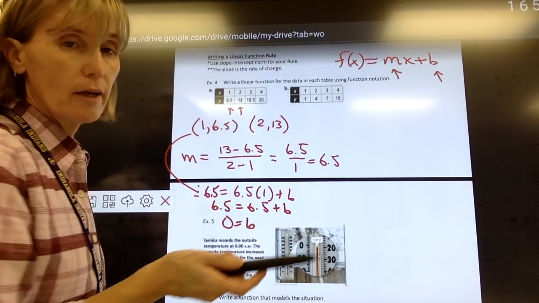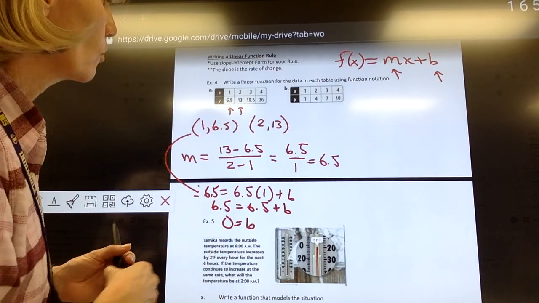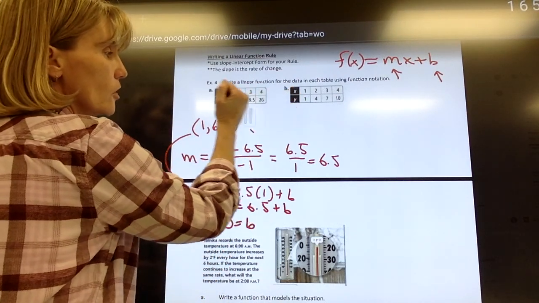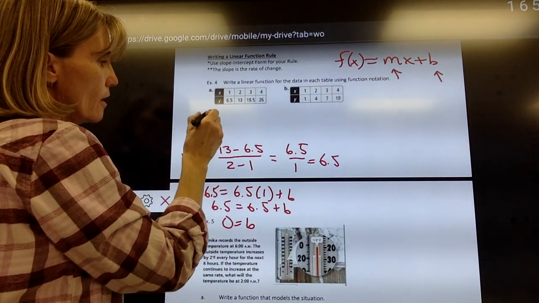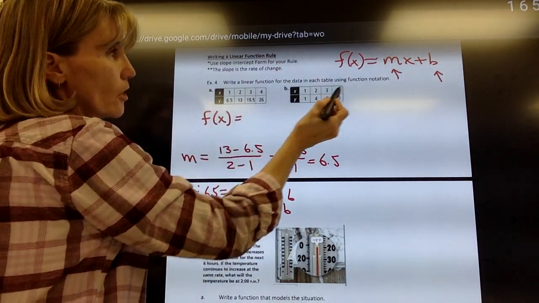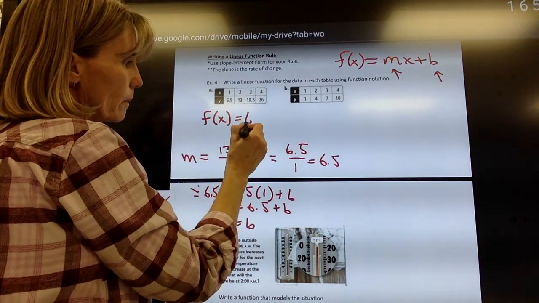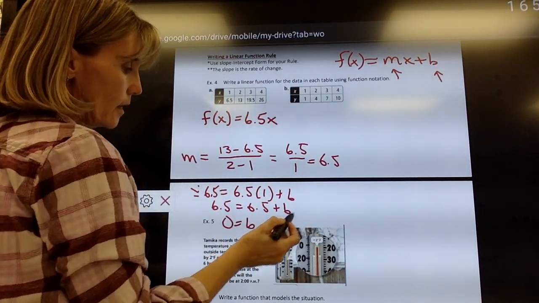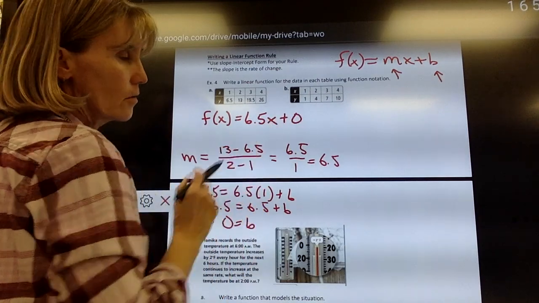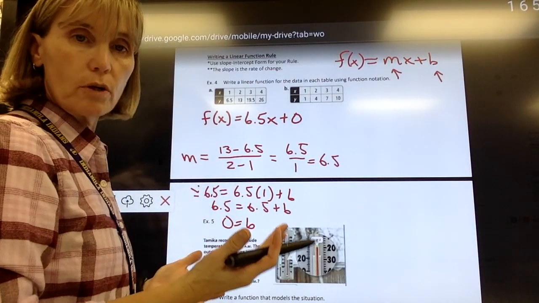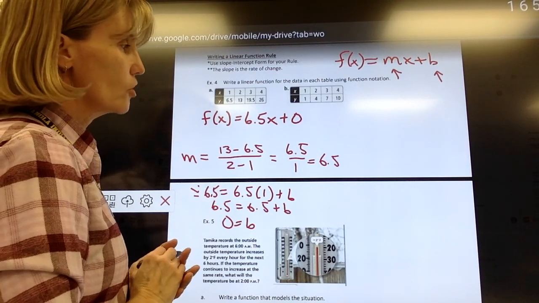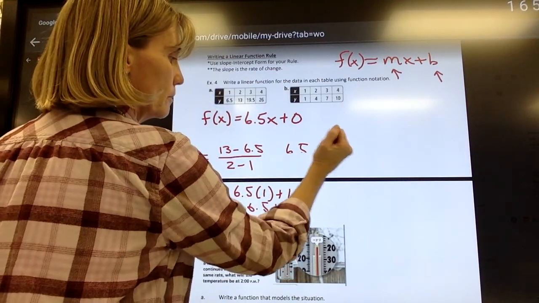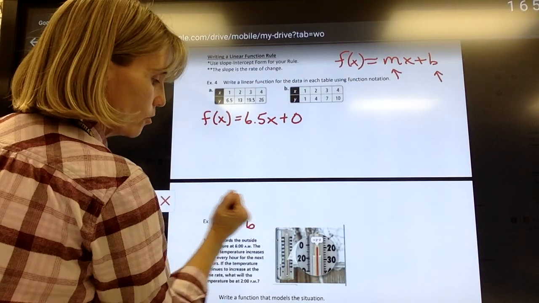So my function, and the only difference from chapter 2, is you want to write your answer in function notation. So rather than saying y equals, you're going to say f of x equals, you're going to plug in your slope, x, and then your b value, plus 0. Now if it's plus 0, you don't need to write it, but if you want to see your slope and your b value in your function, then you would put in there plus 0. Okay, let's try another one of those.